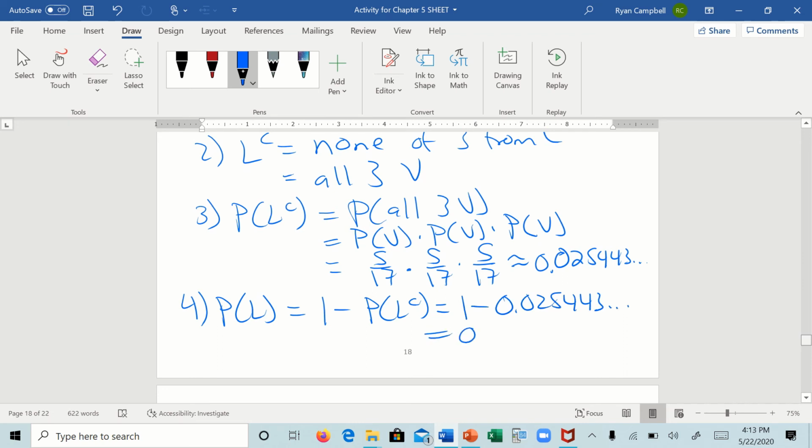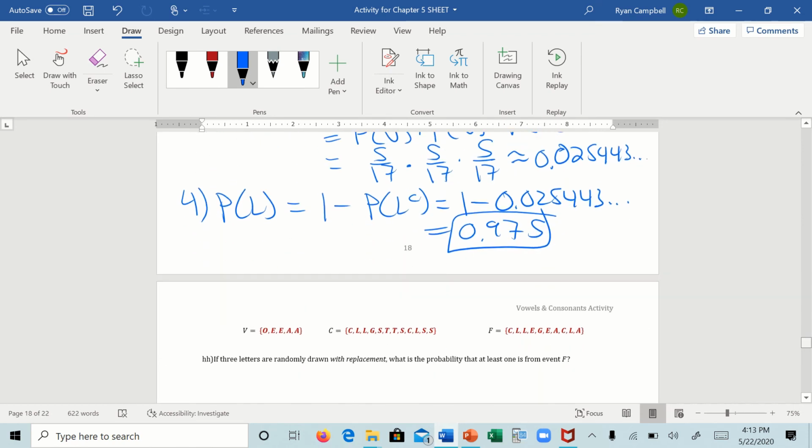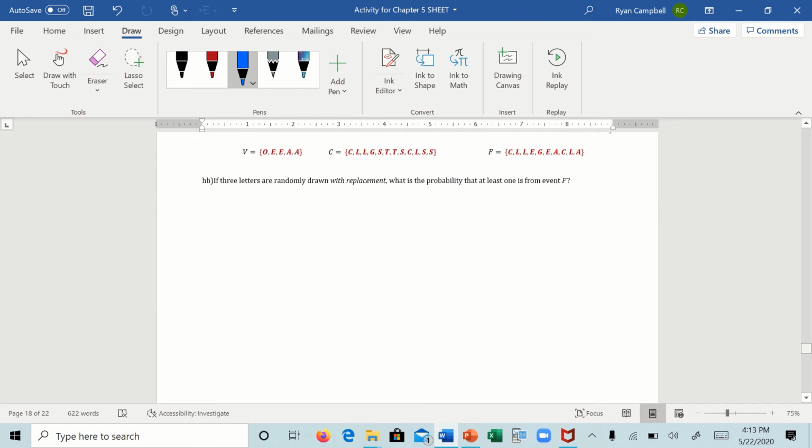Which is 0.975. All right. 3 letters with replacement, at least one from F.